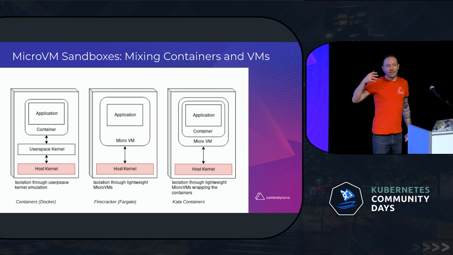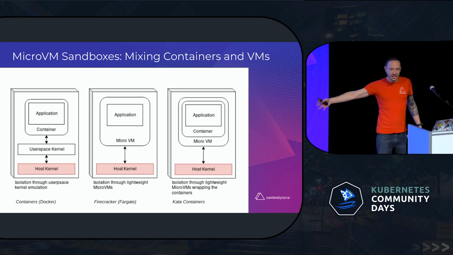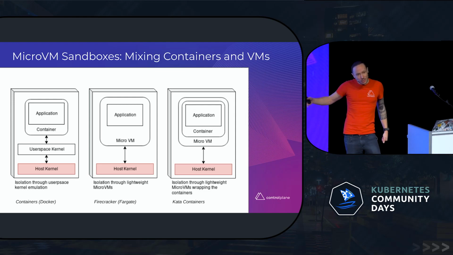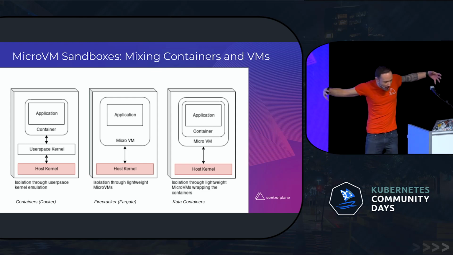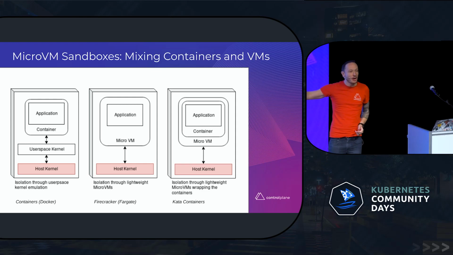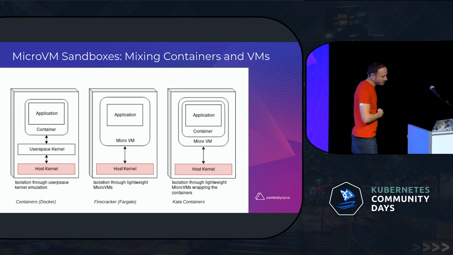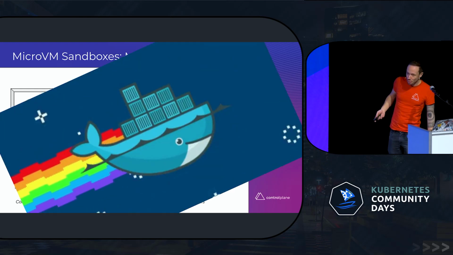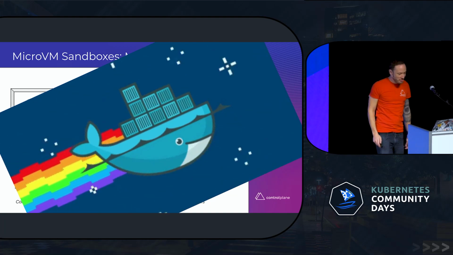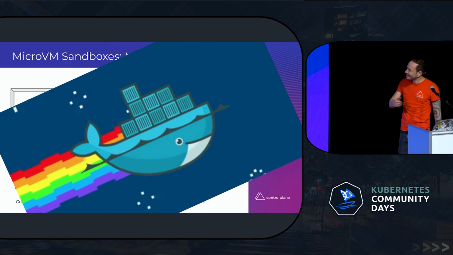Surely we could take the hardware-assisted virtualization and isolation of a virtual machine and the lightweight security barriers of a container and merge the two together. Welcome to the next generation of runtimes, micro VMs. And the container image formats remain compatible, containers on a stratospheric, rainbow-powered trajectory.